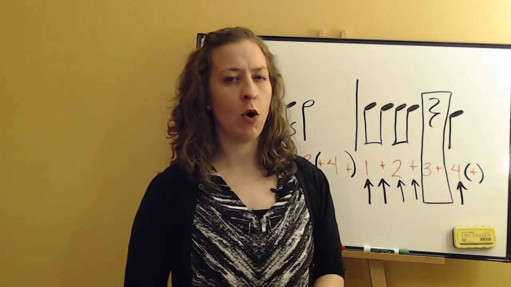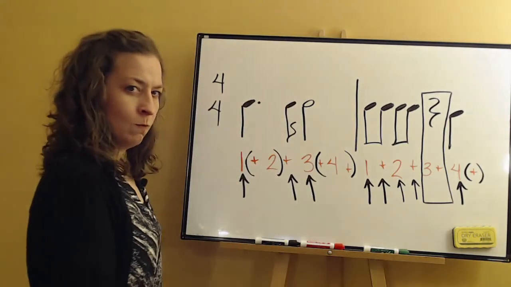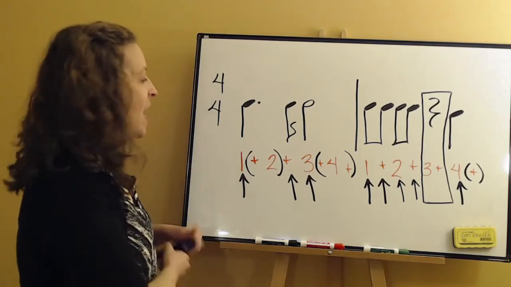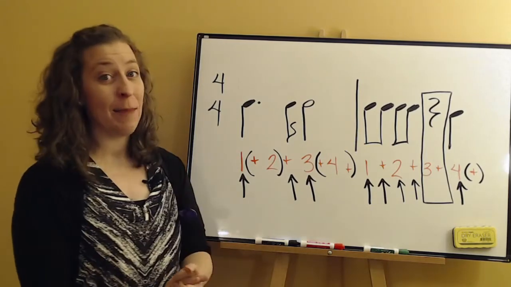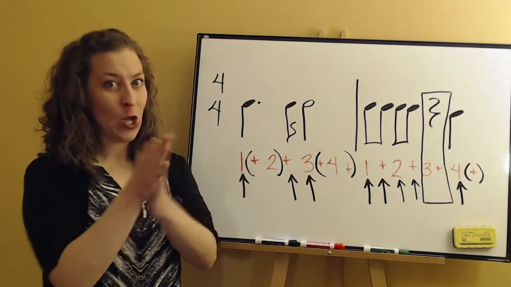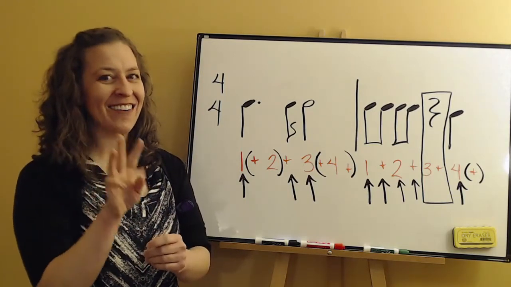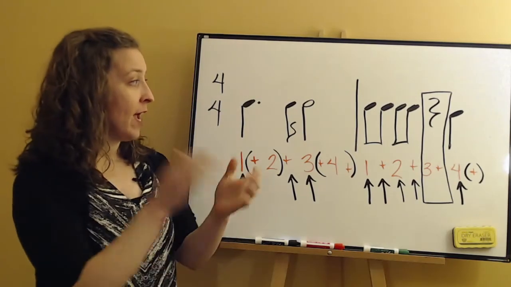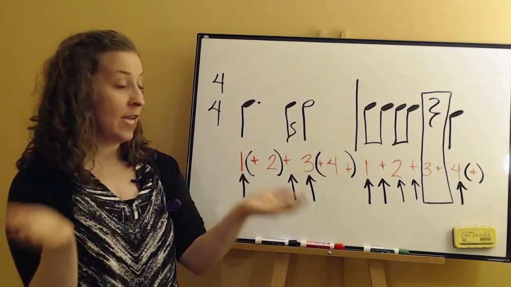All right, friends, moment of truth. 2 measures. Can we do it? Yes, we can. All right, let's take it from the beginning. Let's count it and clap it using numbers. 1, 2, and ready, here we go. 1 and 2 and 3 and 4 and 1 and 2 and 3 and 4 and.